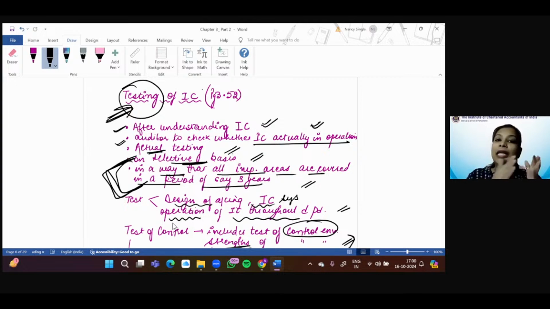in a way that all important areas are covered, let's say in a period of 3 years. That in a period of 3 years, he must have checked all the important areas of internal control that are relevant to audit. Okay, Sukaina, is it clear? Is this topic clear to you?